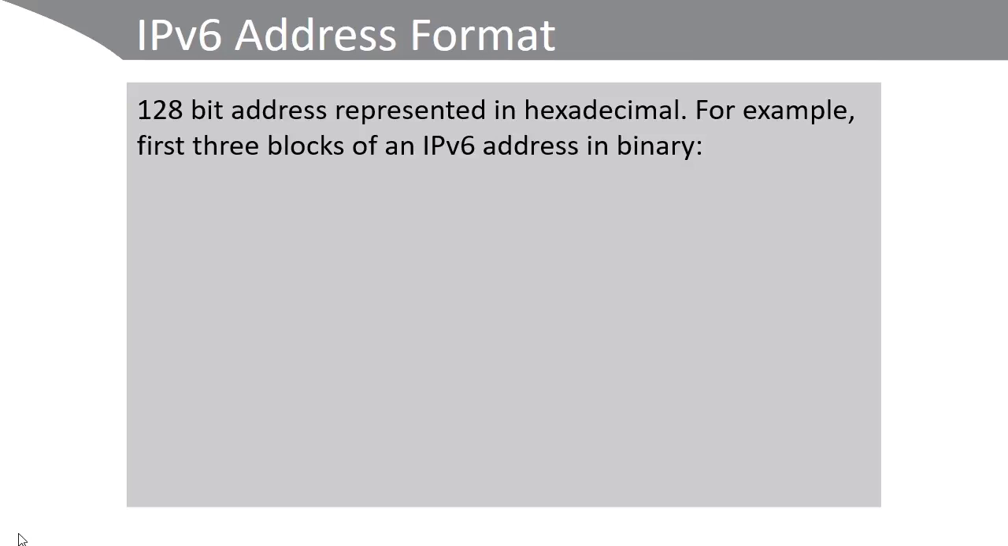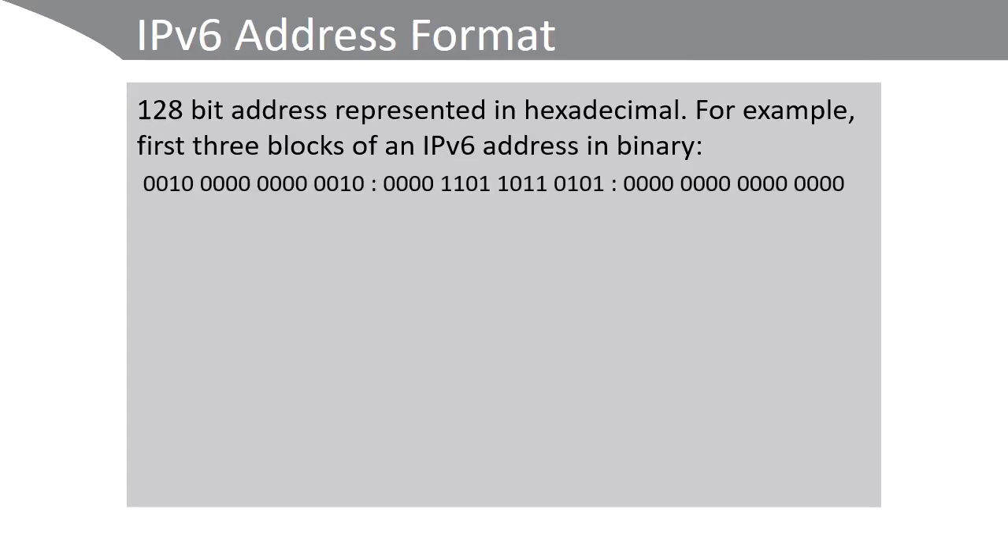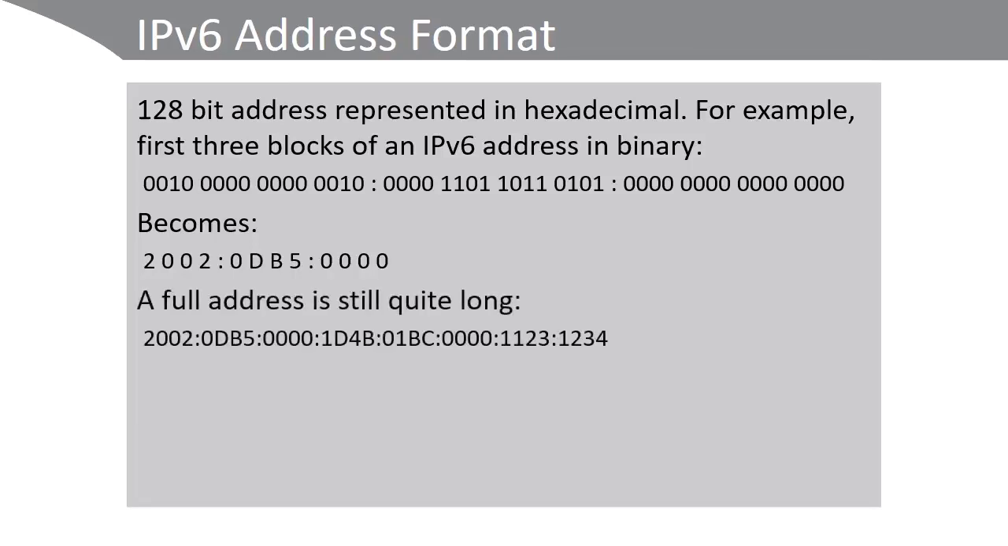But hexadecimal is not a natural numbering system for a human being. We're okay working in decimal, and I guess we can get used to using binary. But hexadecimal takes a bit of getting used to. The first three blocks of an IP6 address in binary might look like this. Now that's not going to be easy to remember, and it's also easy to get wrong. So we convert that to hex. That's a little bit easier to remember. It's still quite long. Let's have a look at an entire address. So you can see even trying to remember all of that information is significantly difficult.